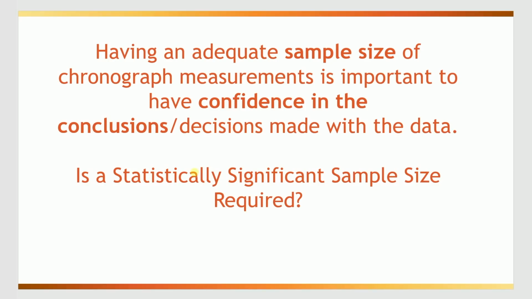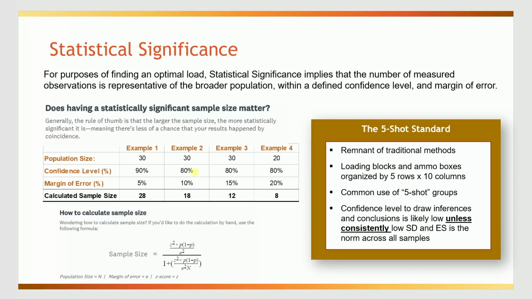So how many shots really is statistically significant in terms of sample size? Like how many shots are required? Well, that's an interesting question. It's what we call statistical significance. As for finding an optimal load, statistical significance implies that the number of measured observations, or the number of shots with the chronograph, is really representative of their broader population. So for example, if you shot 5 shots for a particular load, is that the same speed you would get over 1,000 shots? Or maybe even 100 shots, the number of shots you might fire in a match.